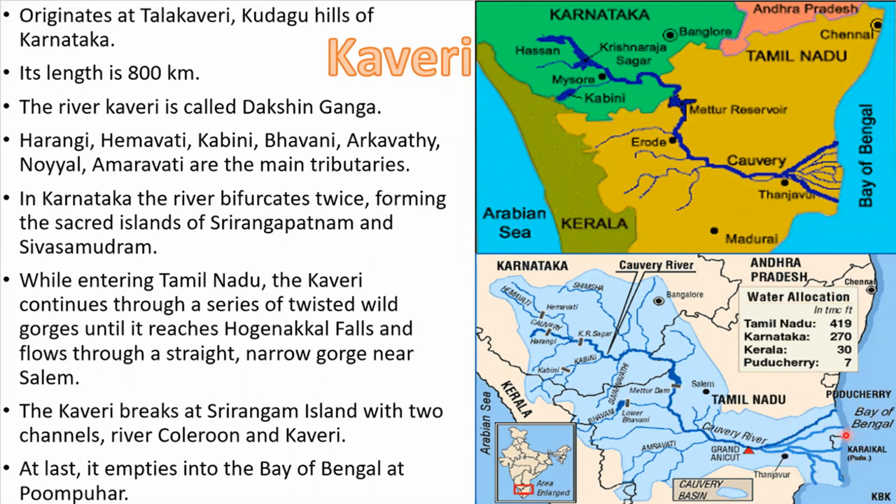In Karnataka, the river bifurcates twice, forming the sacred islands of Srirangapatna and Sivasamudram. While entering Tamil Nadu, the Kaveri continues through a series of twisted wild gorges until it reaches Hogenakkal Falls and flows through a straight, narrow gorge near Salem. The Kaveri breaks at Srirangam Island into two channels, the Kollidam and the Kaveri. At last, it empties into the Bay of Bengal at Poompuhar.